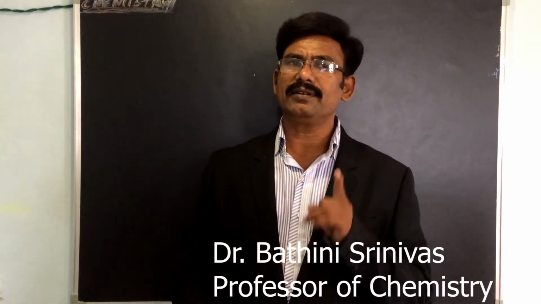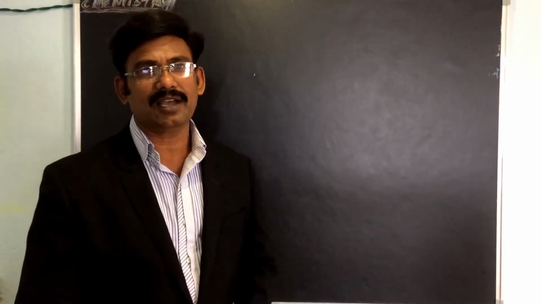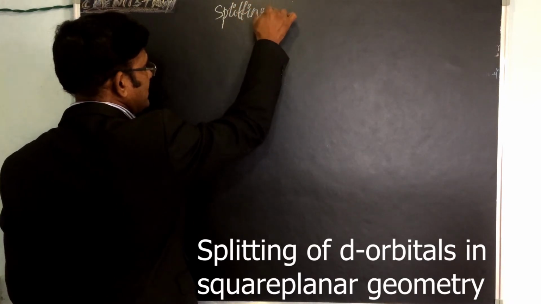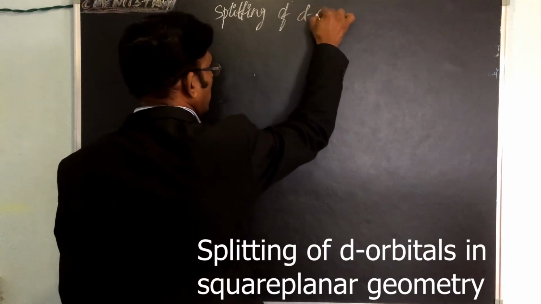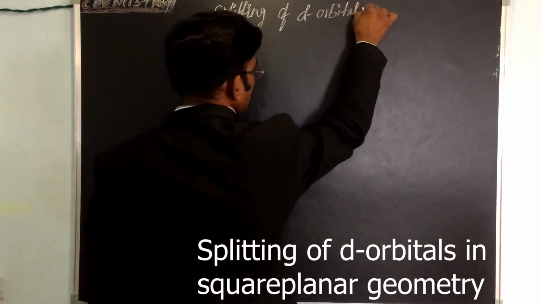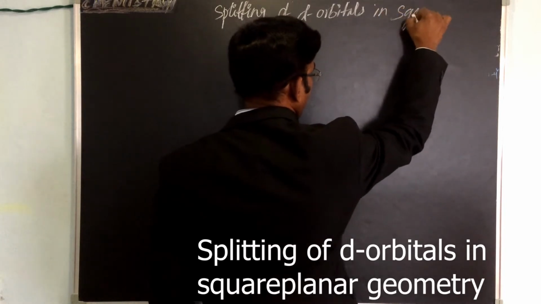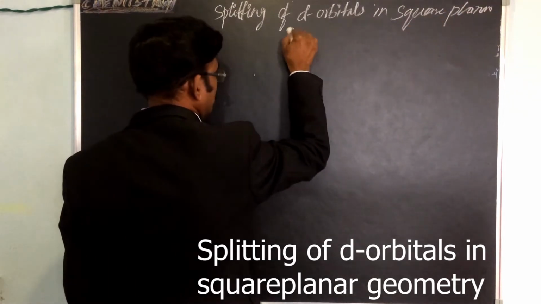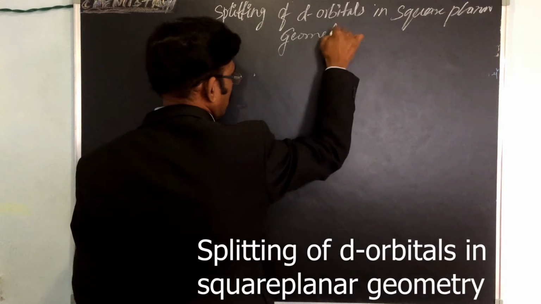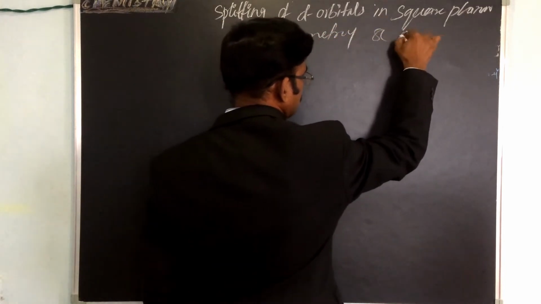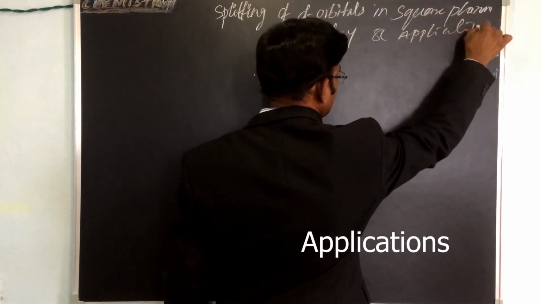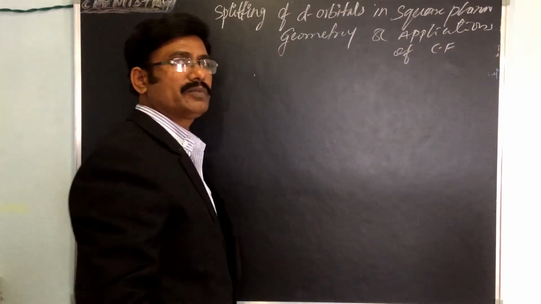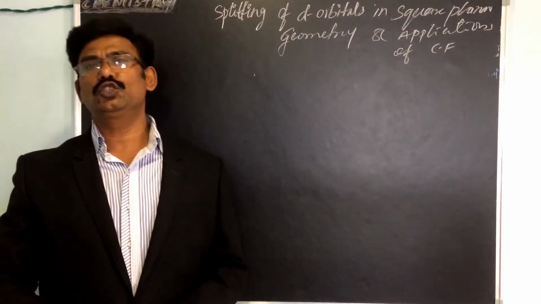Today, I am going to discuss the splitting of d orbitals in square planar geometry, and applications of crystal field theory. Today we are going to discuss these two things.